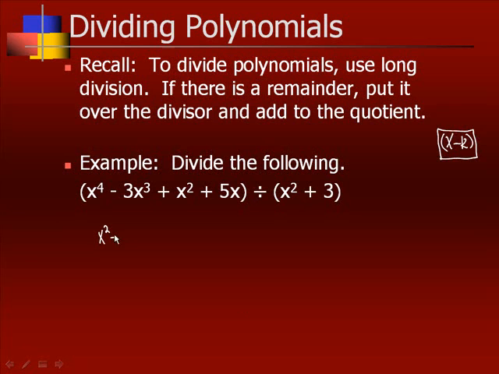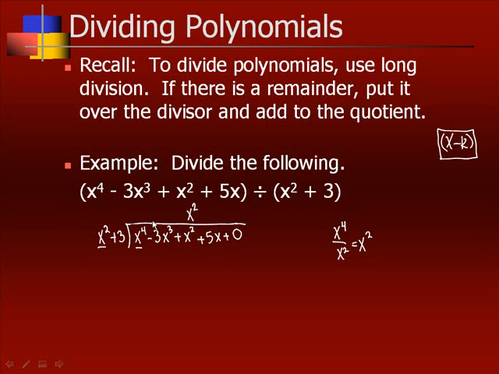So we're going to set it up, x squared plus 3 divided into x to the 4th minus 3x to the 3rd plus x squared plus 5x. I'm going to go ahead and fill in all these missing powers to help keep the columns lined up. We divide first terms. x to the 4th divided by x to the 2nd is x to the 2nd. So I'm going to put that x to the 2nd over the x to the 2nd.